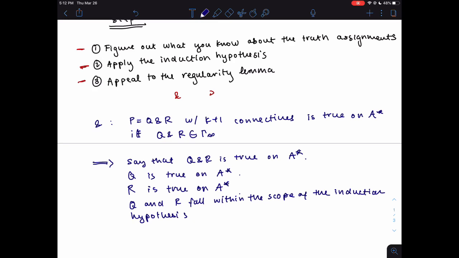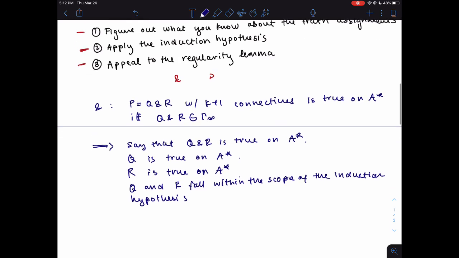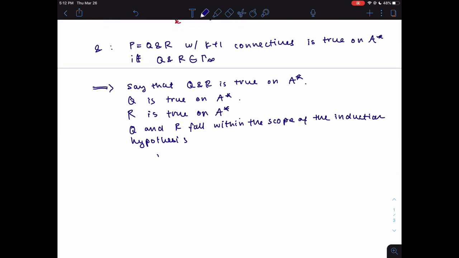But what we did first was we figured out what we knew about the truth assignments on the basis of the truth table for the ampersand, right? And then we were in a position to apply the induction hypothesis because we know Q and R both have fewer than K plus 1 connectives. So once we know that Q is true on A star, we can know by the induction hypothesis that Q is a member of gamma infinity.